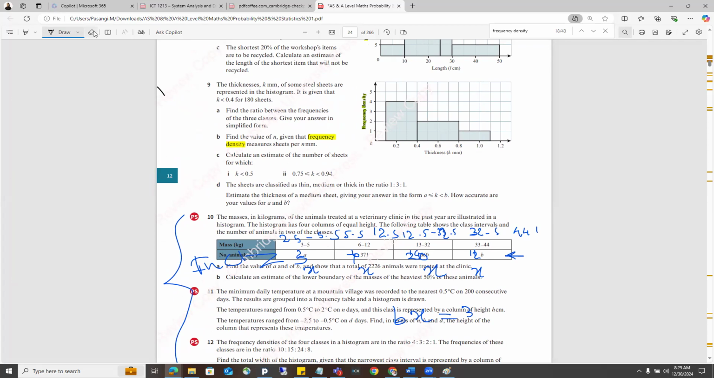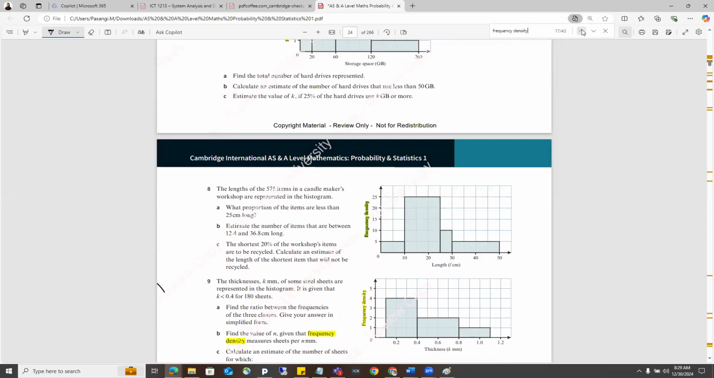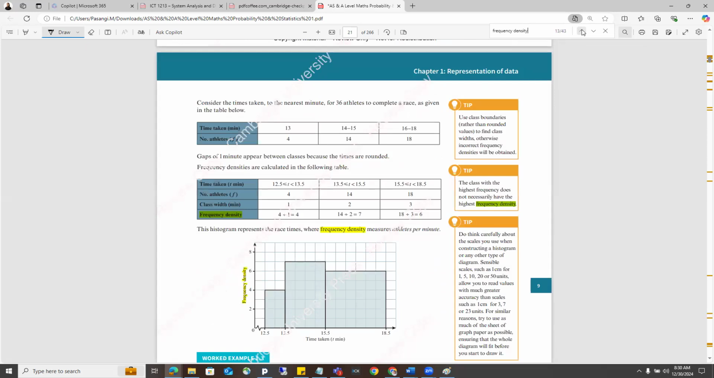So here, the masses in kilograms of animals treated in a veterinary clinic in the past year are illustrated in the histogram. The table shows the class intervals. For this we have 3 to 5, 6 to and so on. How do we find the values of A and B and show that a total of 226 animals were treated? How are we going to draw that frequency table? The class width, minimum and class frequency density. I couldn't remember.